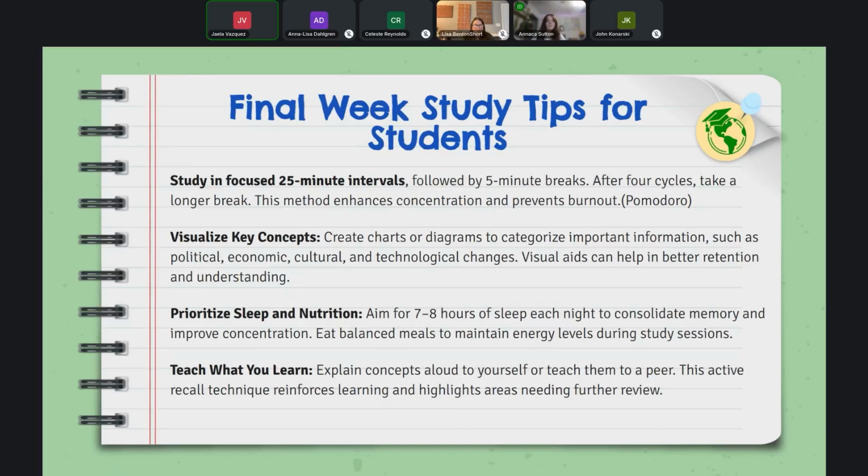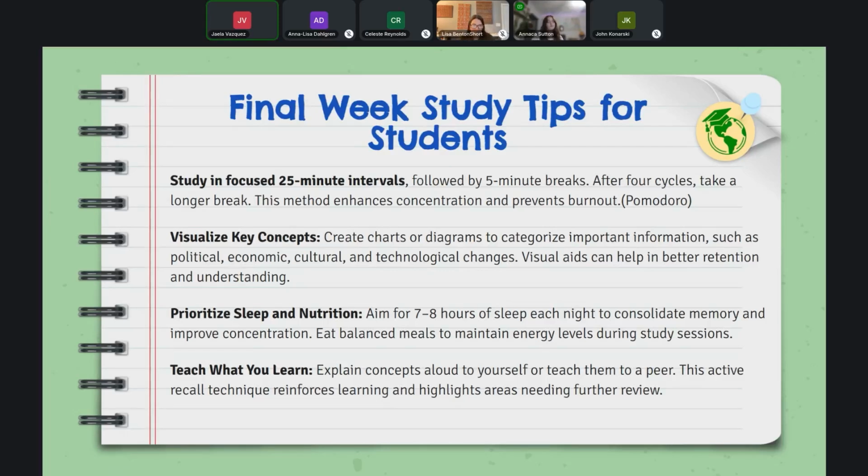And I also tell them that key concepts are important. So creating charts, diagrams, the way I do it to categorize this information into political, social, cultural, it's very helpful, and visual aids are going to help their retention and understanding. I also tell them how sleep and nutrition are important. If you're studying so much and you don't have enough sleep, it's not going to help you. And finally, the best strategy is to teach someone, right?